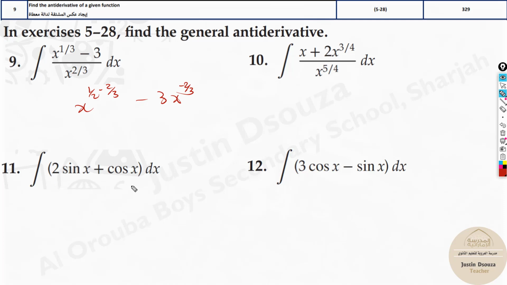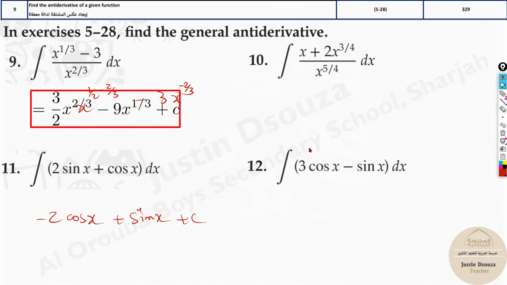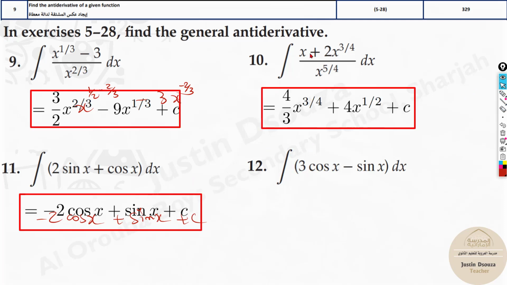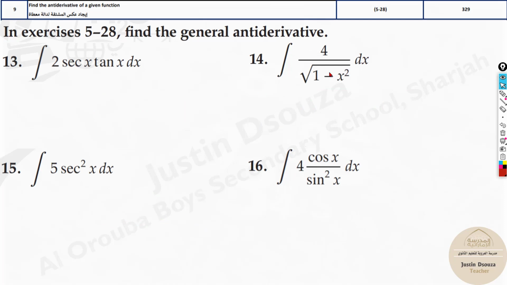What about sine and cosine? Always remember here, when you integrate sine, it'll be minus cos x. And over here we have plus sine x plus c. Same way you can solve that by yourselves. These are the answers. Remember, over here you need to simplify and then solve these fractions, rational functions.